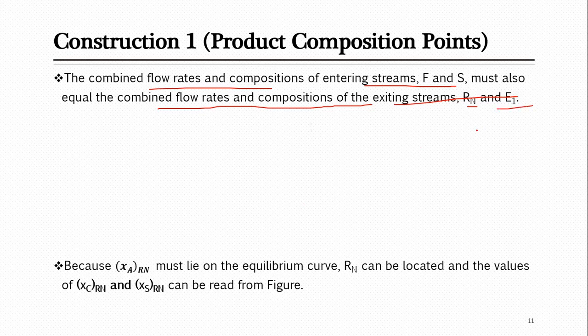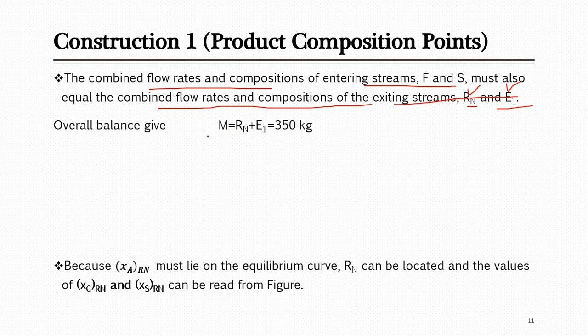Initially, when we were looking at the system, we saw that the raffinate is leaving from the end stage, and the extract is leaving from stage 1. So Rn and E1 are what we have to look for. These are actually our products in this system.